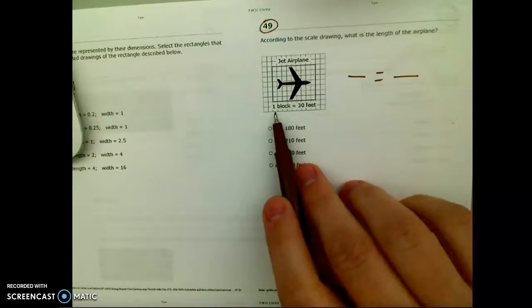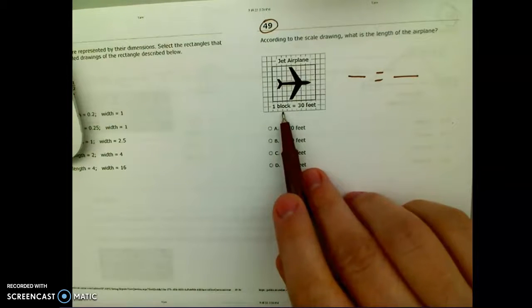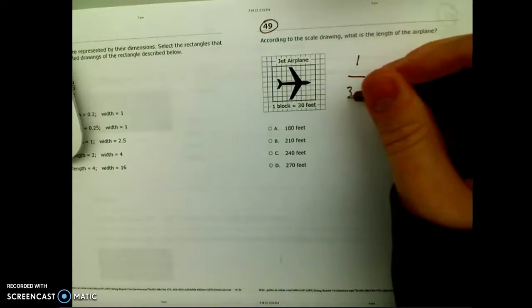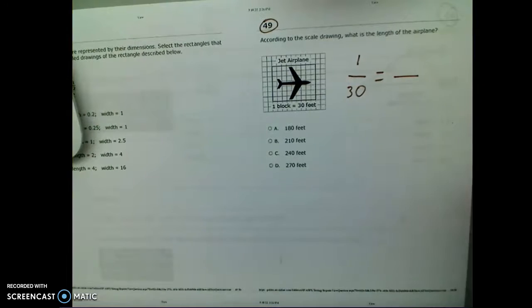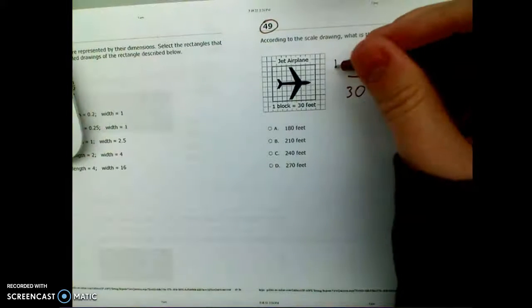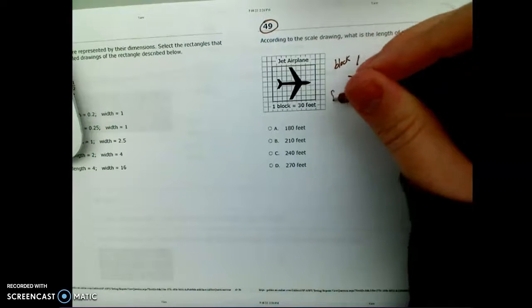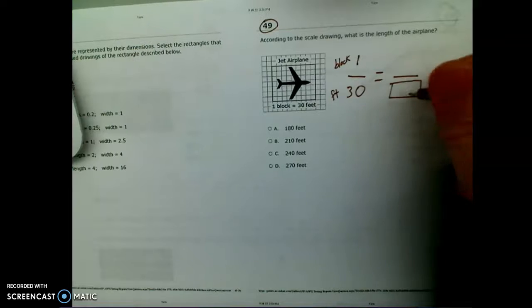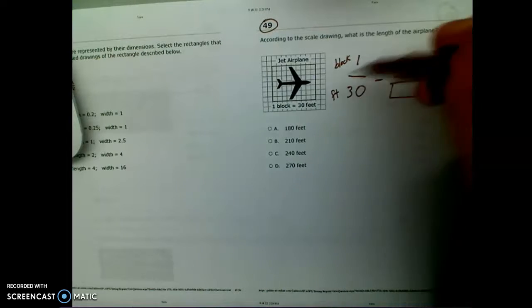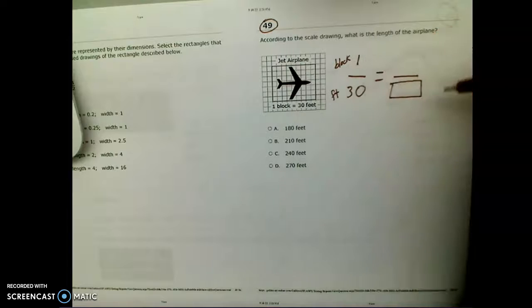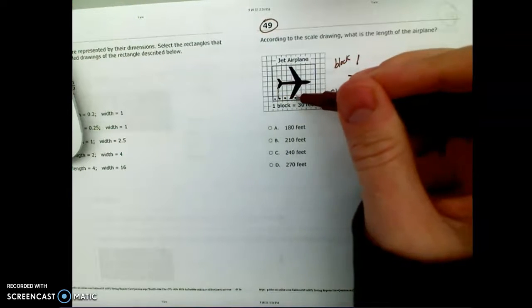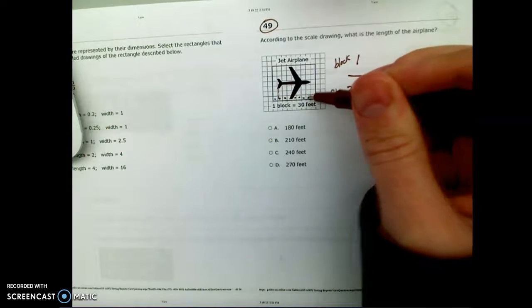The airplane model right here says that one block is equal to 30 feet. That's my first ratio, one block to 30 feet. Now you might remember that I like to label these so I don't get confused. Now over here, I need to know the actual length. This is what I'm finding out right there. And I need to count over here the blocks. Okay, so I'm going to start at the tail and count 1, 2, 3, 4, 5, 6, 7 blocks to the nose.